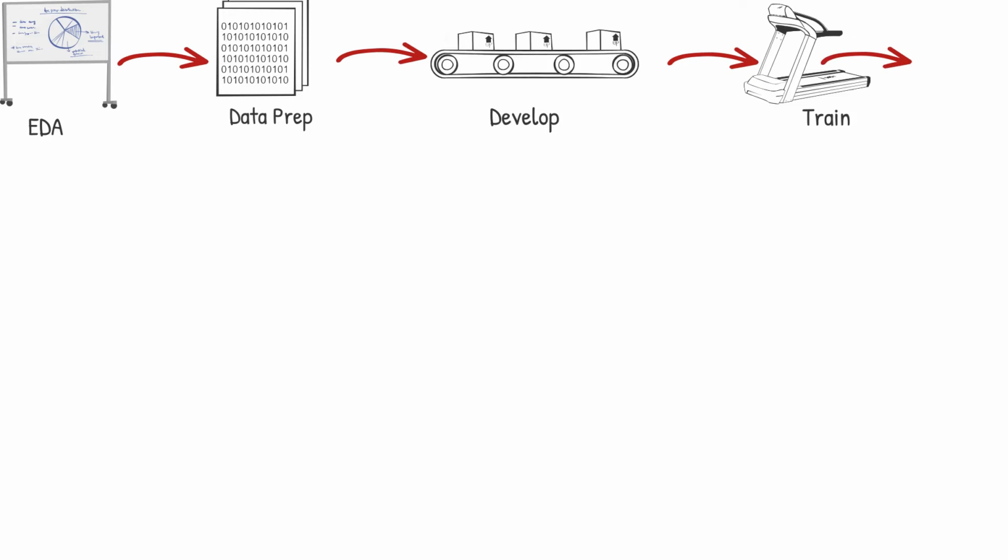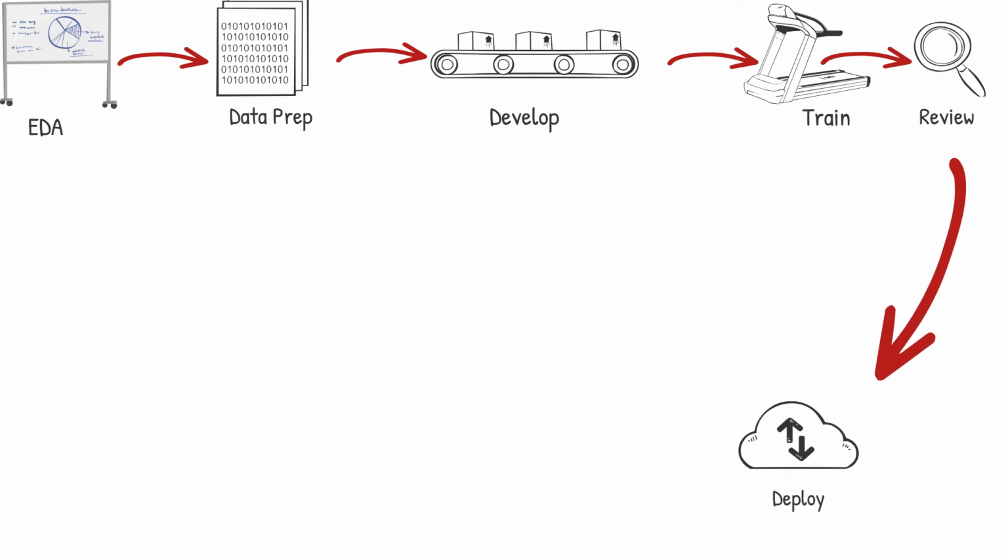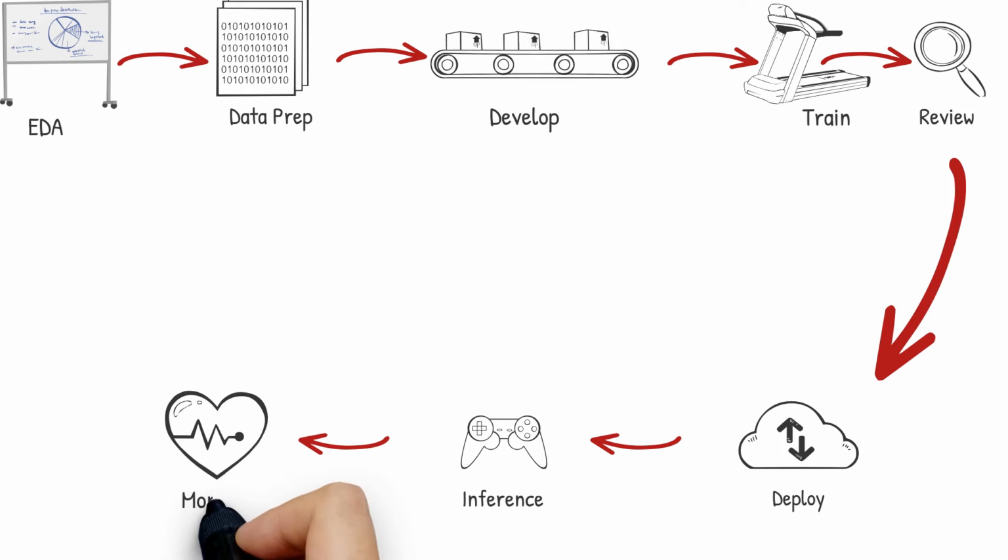Once a desired model has been created and trained, it is further reviewed and validated against test data. Post successful review, model is deployed in different environments and finally into production, where it is used to perform inference and serve the customers. The model is under continuous monitoring for any model drift.